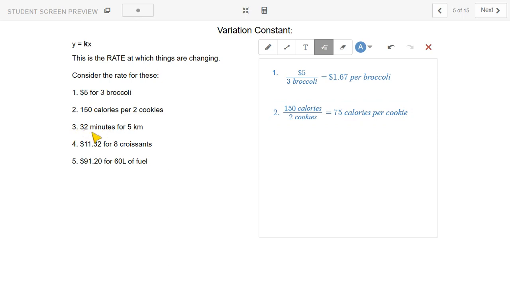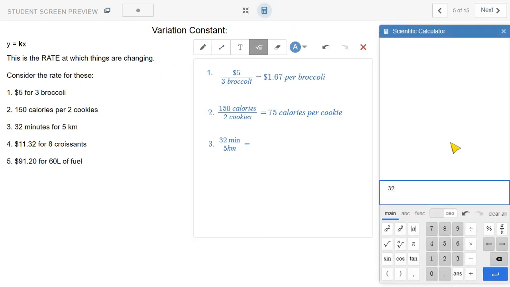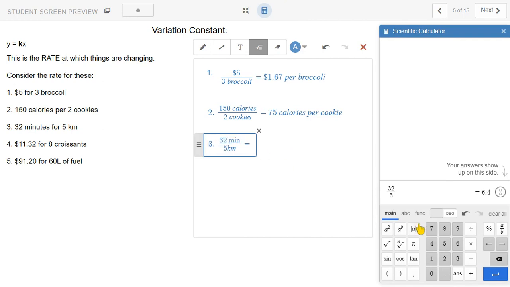You run 32 minutes for 5 kilometers. What's your rate? Let's put it into our fraction as well. 32 minutes per 5 kilometers. Put it into our calculator, 32 divided by 5. So it would take 6.4 minutes per kilometer.